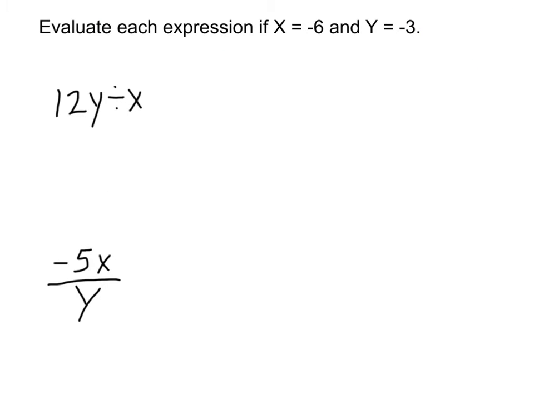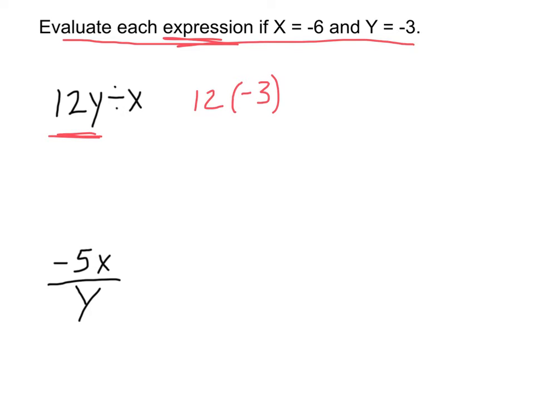Take a look at two problems here. You can see in our problem it says evaluate each expression, so solve each expression here, if x equals negative 6 and y equals negative 3. So let's start with the first one. The first thing I'm going to do is rewrite this problem, and I'm going to put in the y and the x numbers. So I see 12y, and y equals negative 3. So that's going to be multiplying, because remember, if there's no sign right here, that means I'm going to multiply. So 12 times negative 3, and we're going to divide that by negative 6.